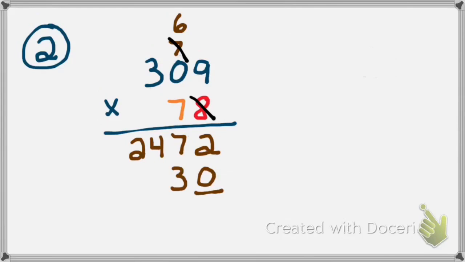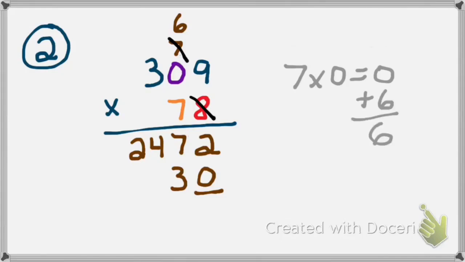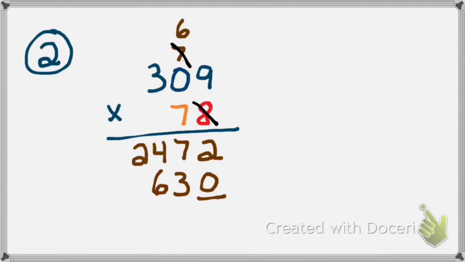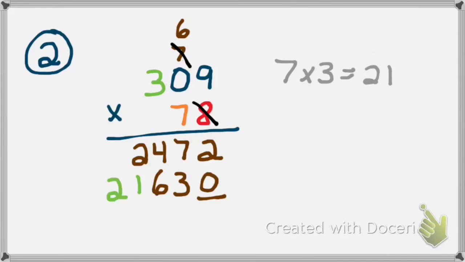Now I'll multiply the 7 by the tens column, so I'll highlight that in purple. And I think in my head 7 times 0 equals 0, plus the 6 that I carried equals 6, so I'll write down my 6. I move to the left to the hundreds column, so I'll highlight my 3 in green, and I think in my head 7 times 3 equals 21. I didn't carry anything, so I put down my 1 and my 2 since there was nothing to carry the 2 over.